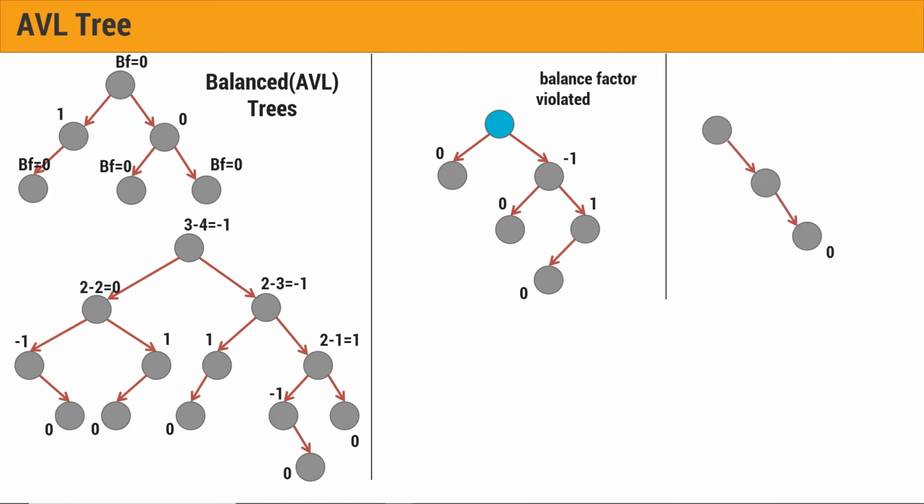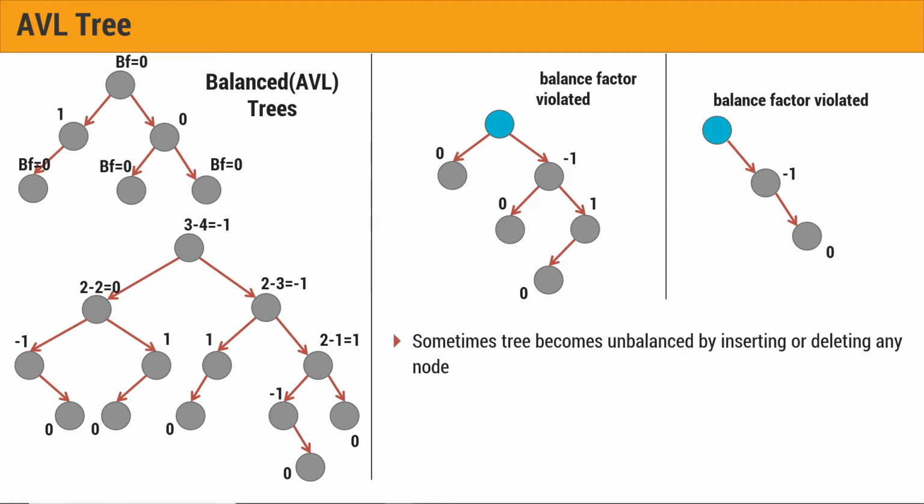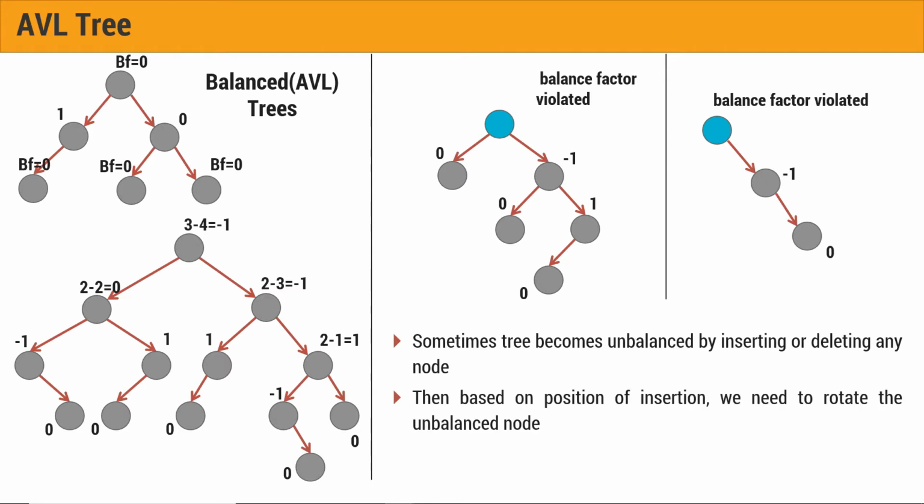Now here again this node has balance factor 0, this node has balance factor -1, and this node has balance factor -2. So the balance factor is violated from here, and again rotation is required. Sometimes a tree becomes unbalanced by inserting or deleting a node. Then, based on the position of insertion, we need to rotate the unbalanced node. So rotation is the solution to convert an unbalanced tree into a balanced tree, or we can say an AVL tree. Rotation is the process to make the tree balanced.